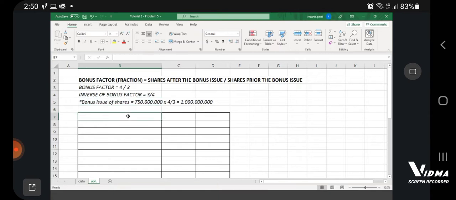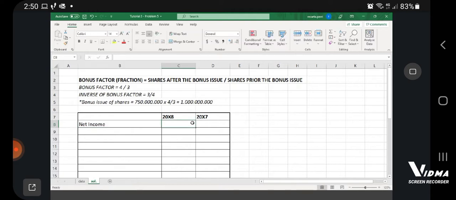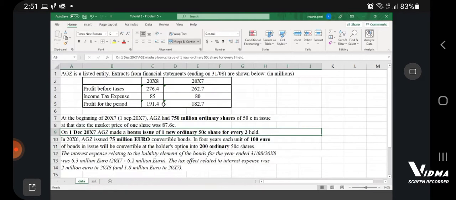Okay, so we can start with the calculation of the basic earnings per share and diluted earnings per share, but I will mention that we will do the calculation for both years, 2018 and 2017 over here. So we start with the first figure, which is the net income of the year. Respectively, the net income for 2018 was 191.4, whereas for the previous year it was 182.7. Again, this is readily available information that we have here.